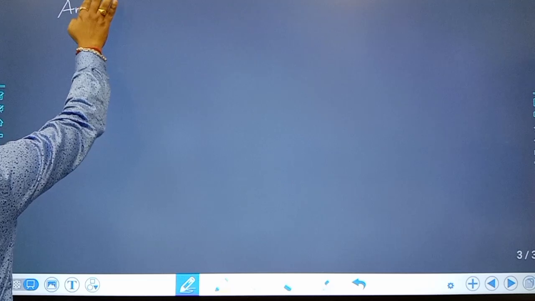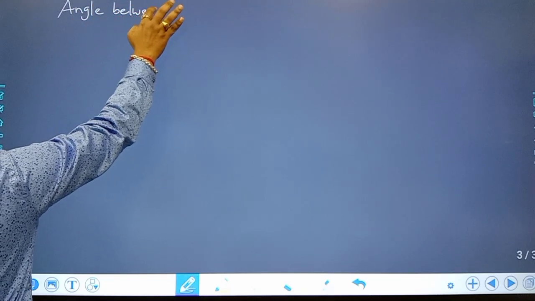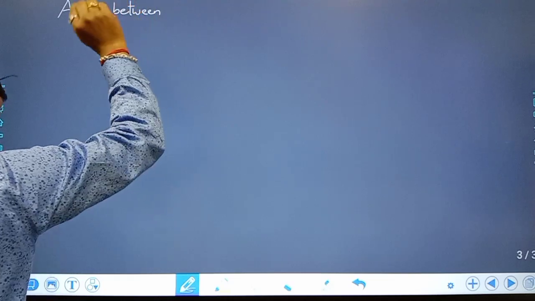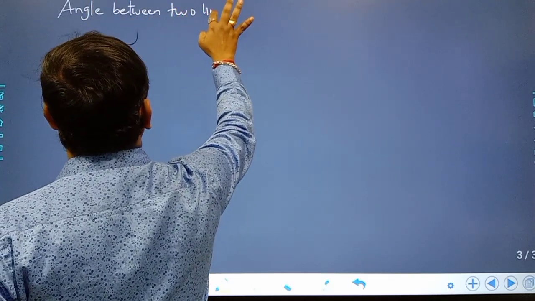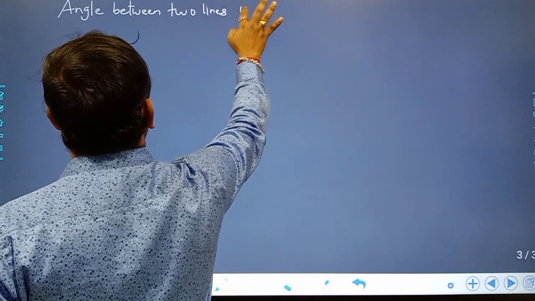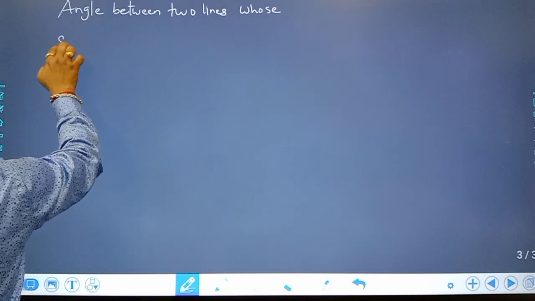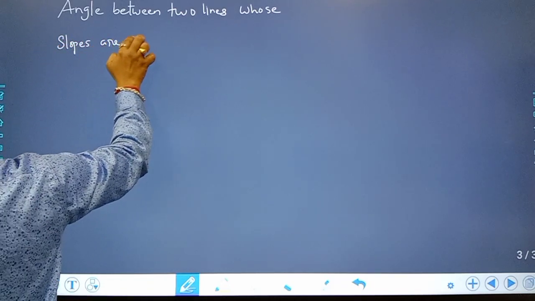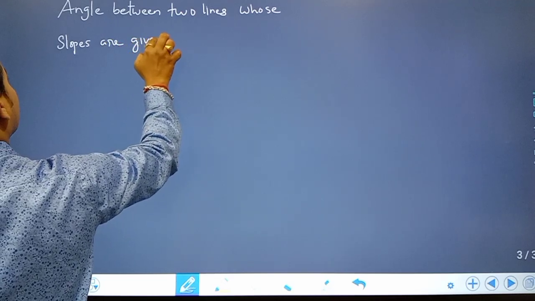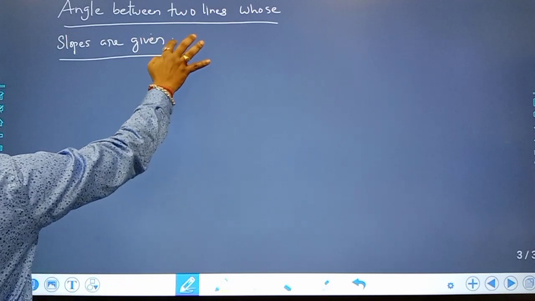Now, the angle between two lines whose slopes are given.